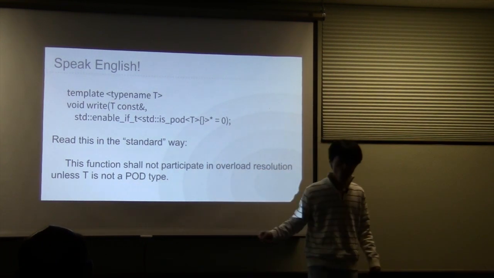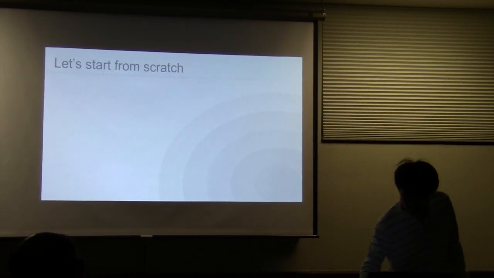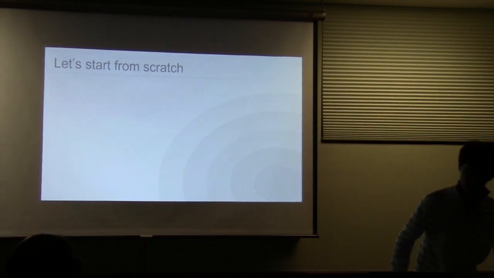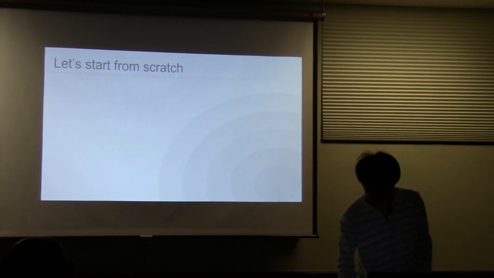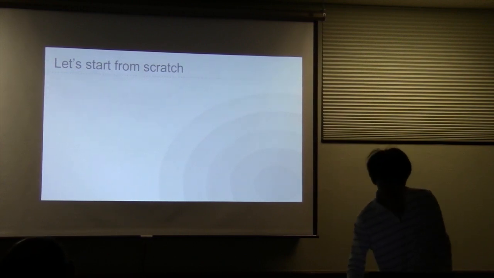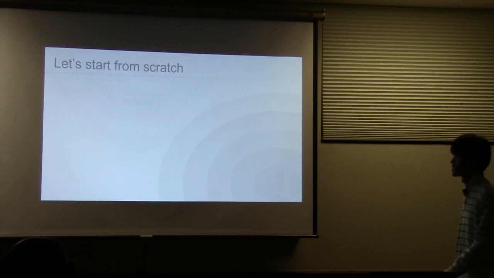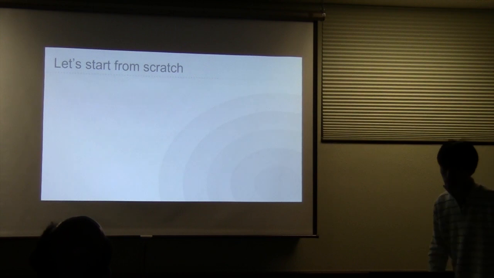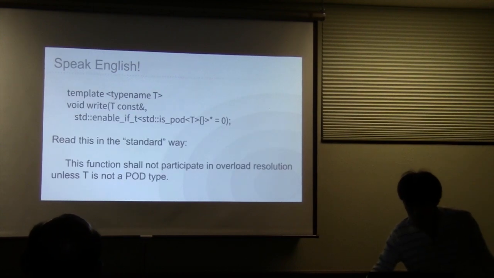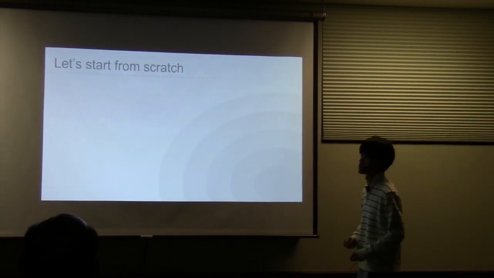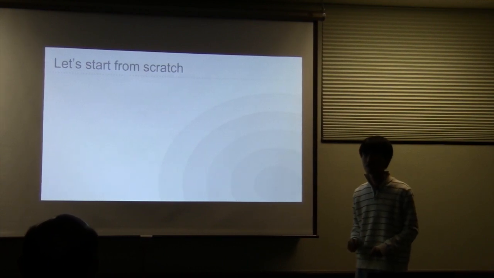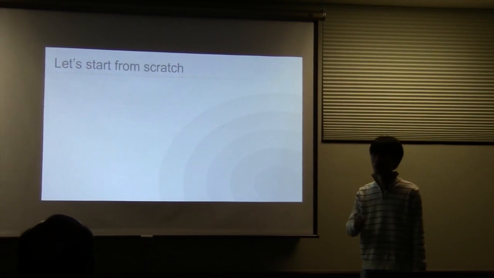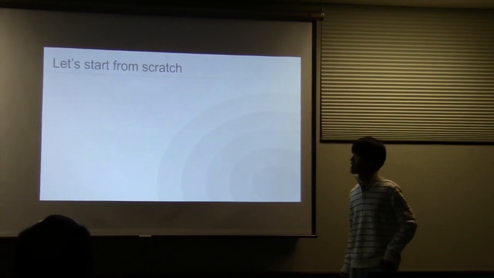But I only have 20 minutes left. I can't do this. What I wanted to do is a live coding of how to write this enable_if. But you can look it up on the cppreference website. If you search for enable_if, it will bring you to a page called enable_if and explain what it is and how to write it.